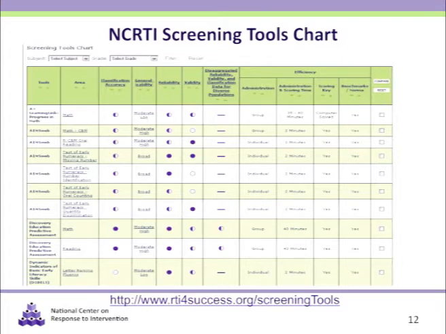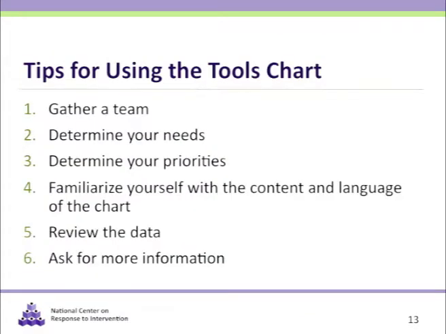The best tool is not going to be the same for every user and is not determined by any single element on the chart. Users of the chart should review all of the different elements of the chart when making the decisions. The Center recommends following 6 steps for using the tools charts. These are included in the User's Guide, and they are on the slide here. Gathering a team, determining your needs, determining your priorities, familiarizing yourself with the content and language of the chart, reviewing the data, and asking for more information.